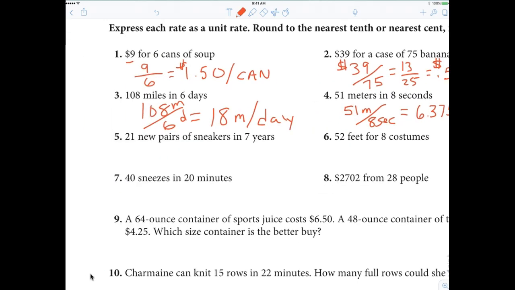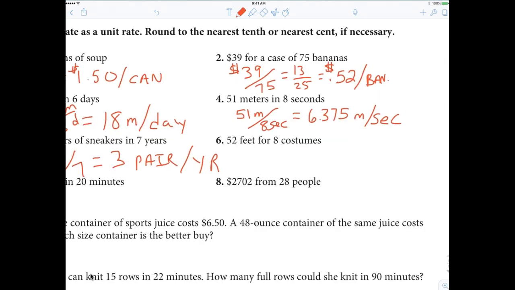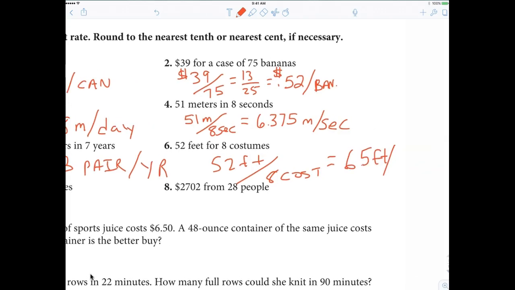So let's take a look at number 5. So we have 21 new pairs of sneakers in 7 years. So that would be what? I get approximately 3 pairs of sneakers per what? Per year. Very, very easy. Let's look at this one. So if it takes 52 feet for 8 costumes, again, we're just dividing that, and that would be 6.5 feet per costume.